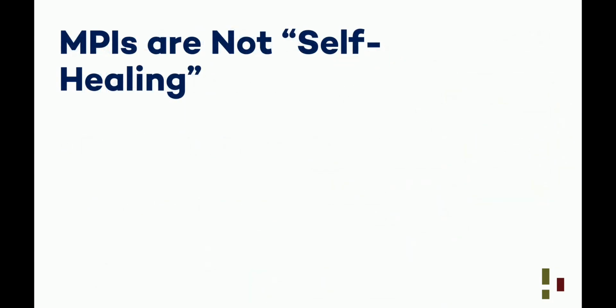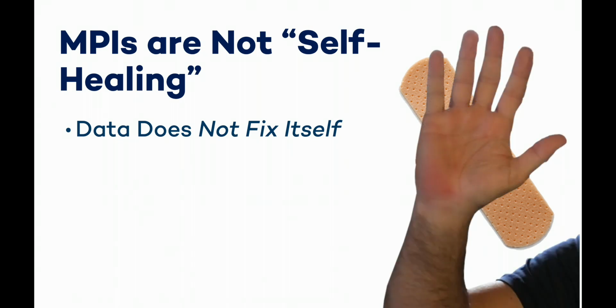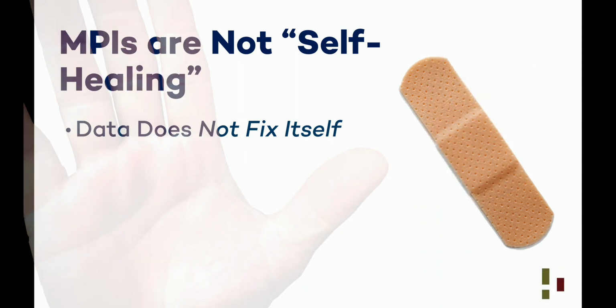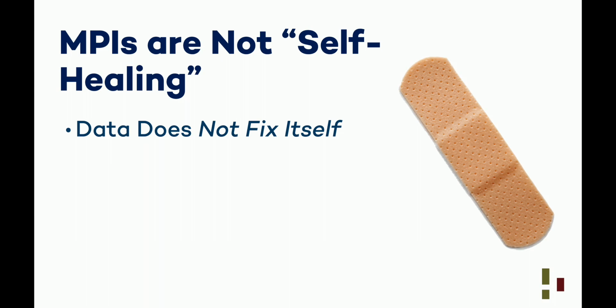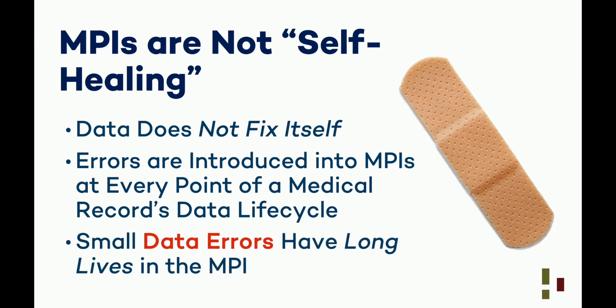It's fundamental to understand that MPIs are not self-healing. The data does not fix itself. We can't do a show of hands today because we're virtual, but I would almost bet you that very few organizations have active data quality programs. And as a result, these data errors have a very long life cycle inside of our MPIs. Errors are introduced at every step: scheduling, registration, lab techs, clinicians, and even technologists when they merge MPIs, or fail to find the duplicates.